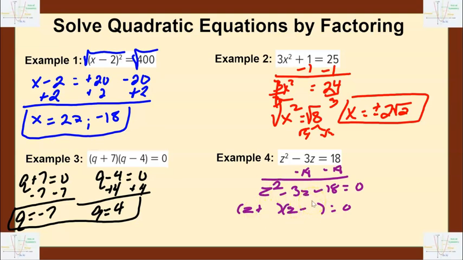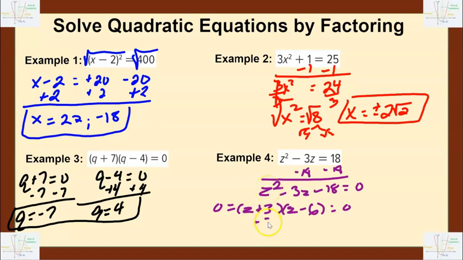I know that 6 times 3 is 18, and if I did a positive 3 and a negative 6, that's going to give me a negative 18, and 3 minus 6 gives me a negative 3. So now I can make each of them equal to 0 and solve.